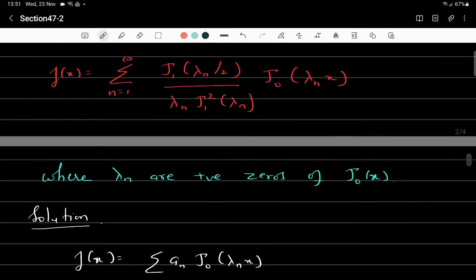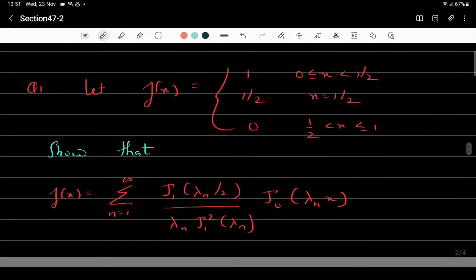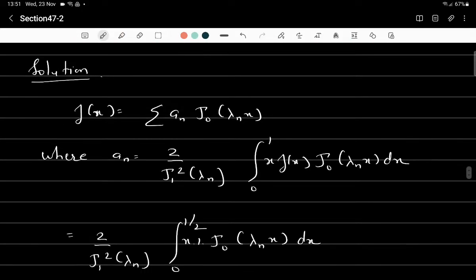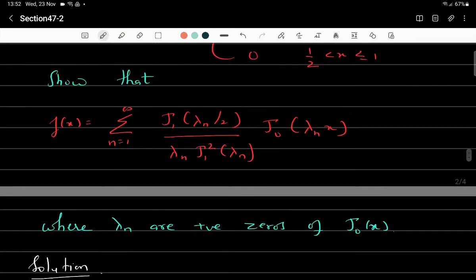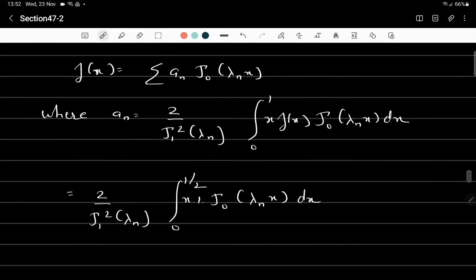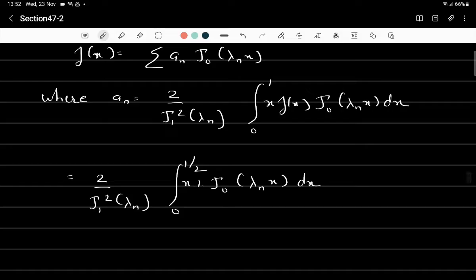Now f(x) is given to be 1 from 0 to half and otherwise 0. So that's why I took the interval 0 to half, then f(x) is 1 and J0(lambda n x) dx. Now I have this integration of x J0(lambda n x), and outside I have 2 by J1 squared, and what I need as an, I need it in the form of J1(lambda n/2). J1 squared is already covered, but J1 is not there. So I want to see whether this integration of J0 can be transformed into J1.